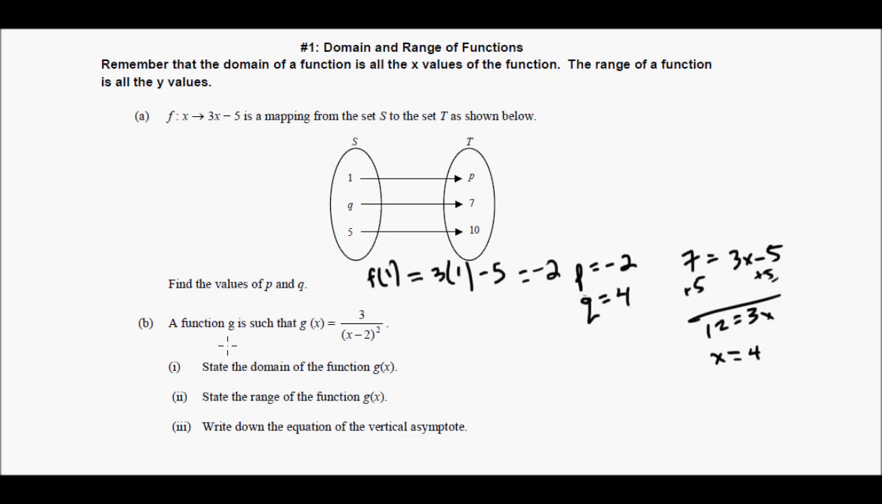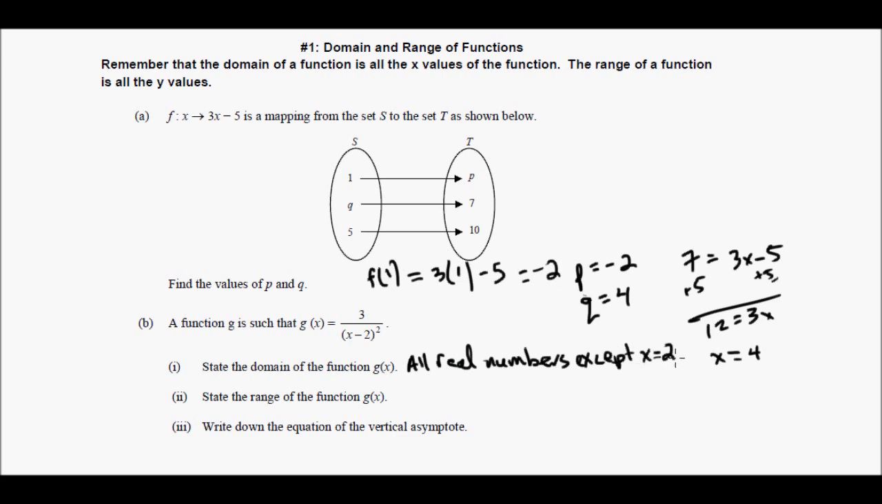A function g such that g of x is 3 over x minus 2 squared. State the domain. Well, with ones like this, the domain is normally all real numbers except anything that makes the denominator here equal to 0. So if we put a 2 in here, 2 minus 2 is 0, you can't divide by 0. So the domain of this is going to be all real numbers except x equals 2, because that's what makes it equal to 0.